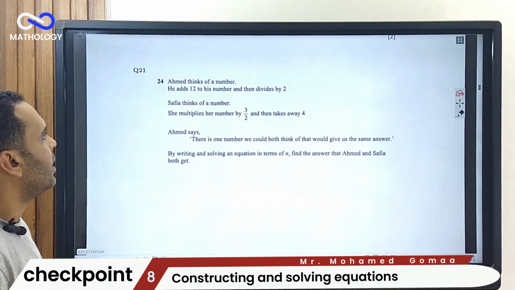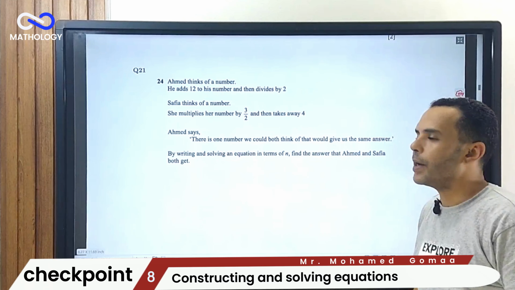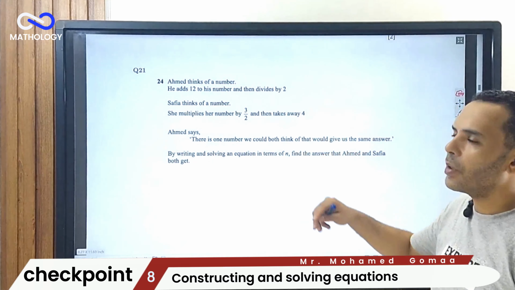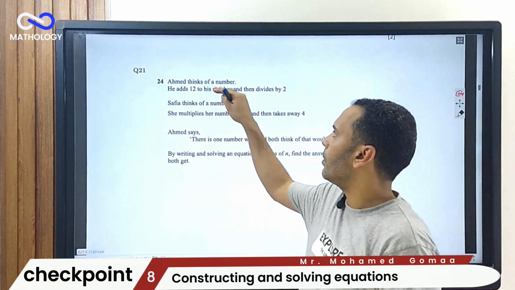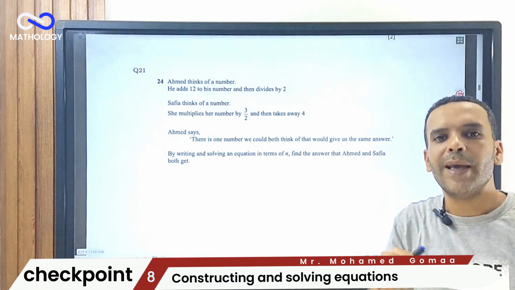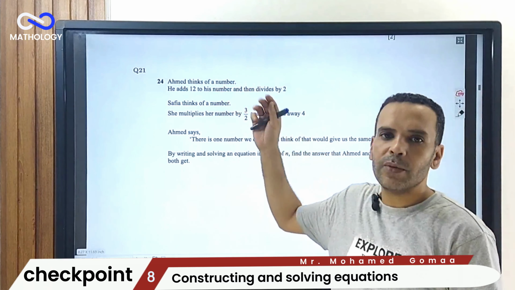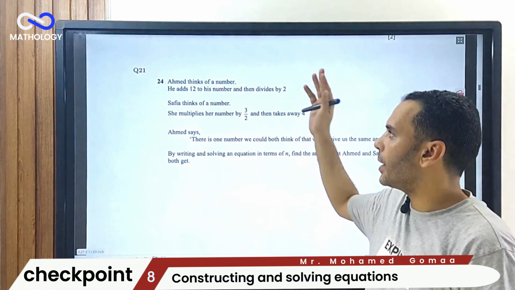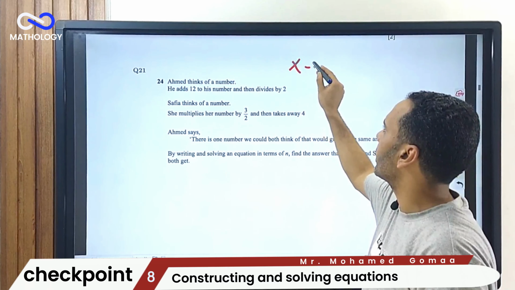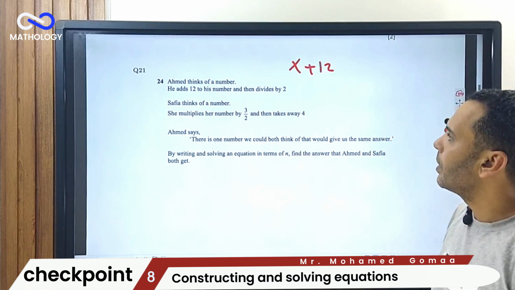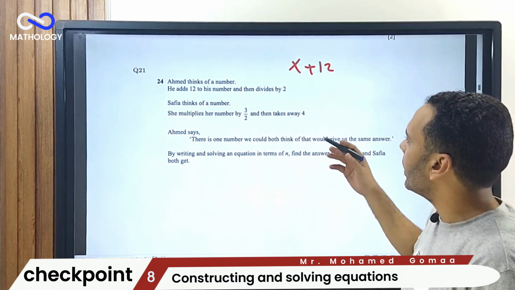Let's take this one. Ahmed thinks of a number. He adds 12 to his number and then divides by 2. Here we have to construct an expression or an equation. Let this number be x, or y, or any letter that indicates the unknown. It will be x. Then he adds 12, it will be x plus 12.